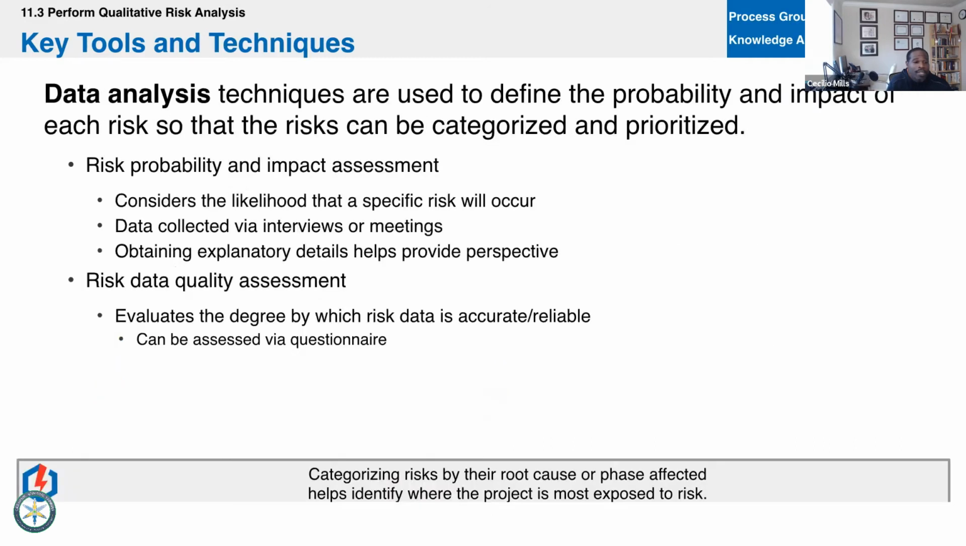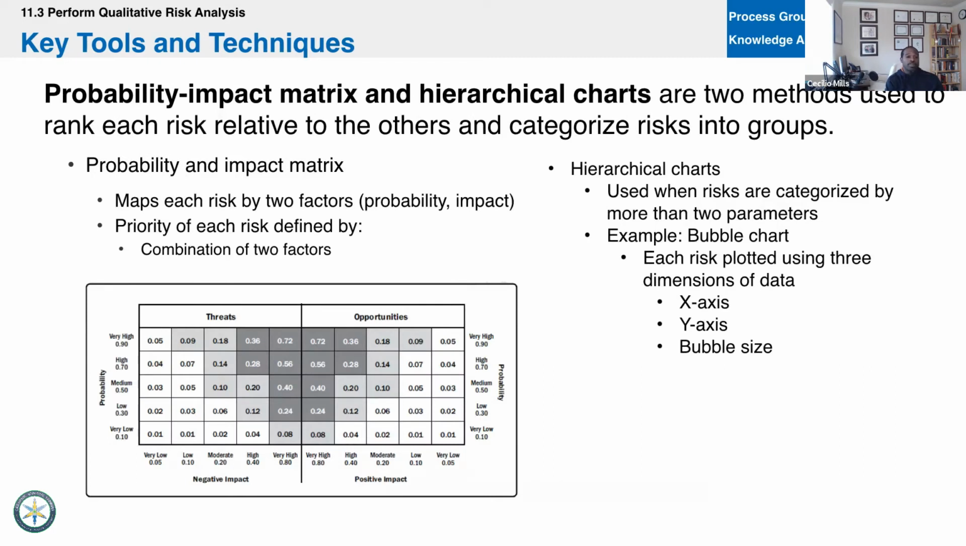I'm going to come back to the risk data quality assessment. But the risk probability and impact assessment, that act of doing that, is the technique, and the tool is the probability and impact matrix. And here it is. I believe this is page 480-something in the PMBOK.